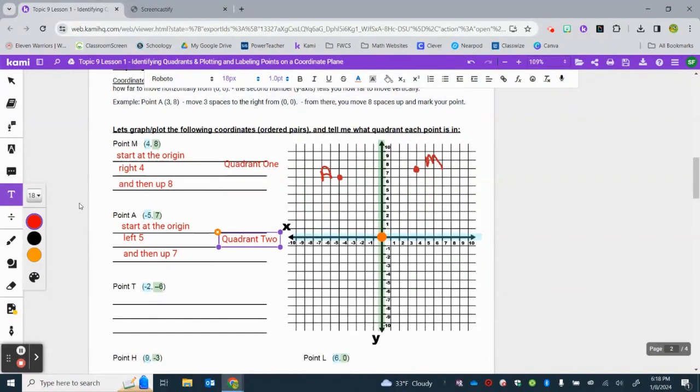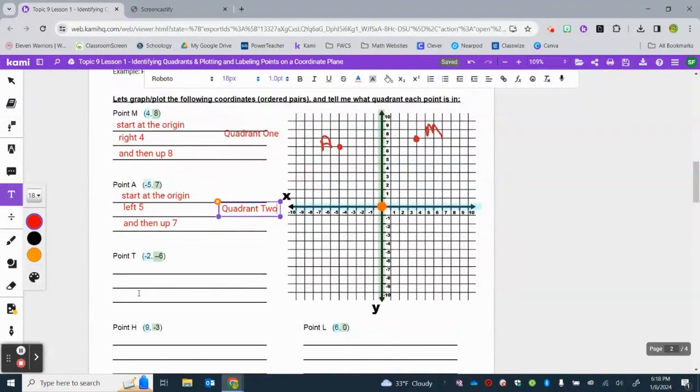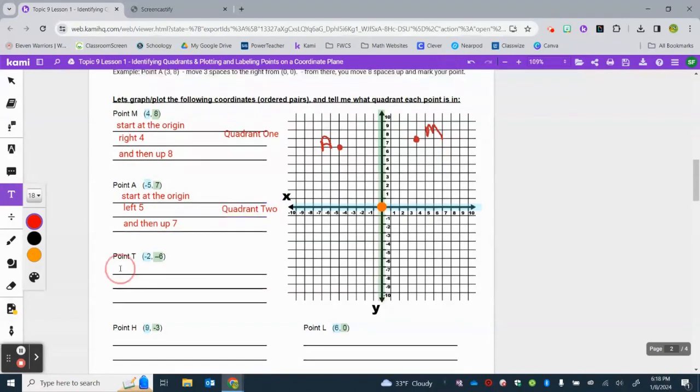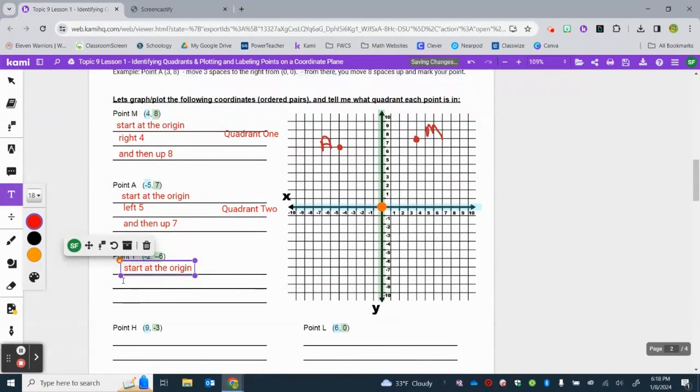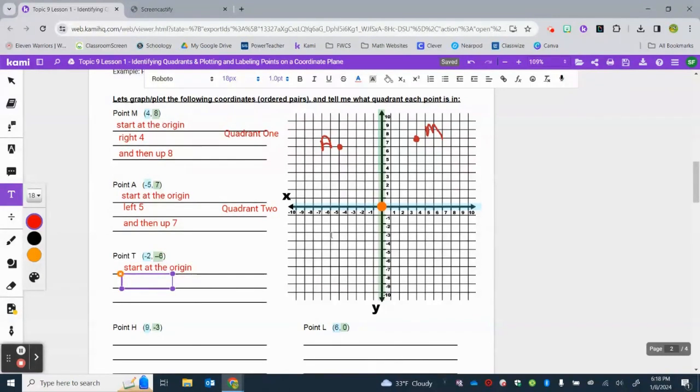Let's go ahead and look at point T. Point T is located at -2, -6. So again, anytime I'm graphing a point, I'm going to start at the origin. The -2 tells me that I need to go to -2 on the x-axis. Again, if I'm starting in the origin, to get to -2 on the x-axis, I would need to move left 2. And then the -6 on the y-axis is telling me to go down 6.